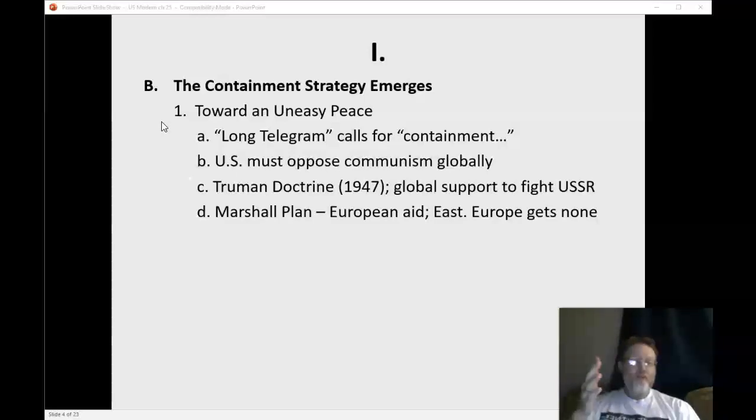No Eastern European countries get aid because almost immediately after the war, the Soviets institute pretty much a political lockdown of every country. They take over. They militarily occupy pretty much every country in Eastern Europe. So Eastern Europe really gets nothing from us. No aid, no assistance.